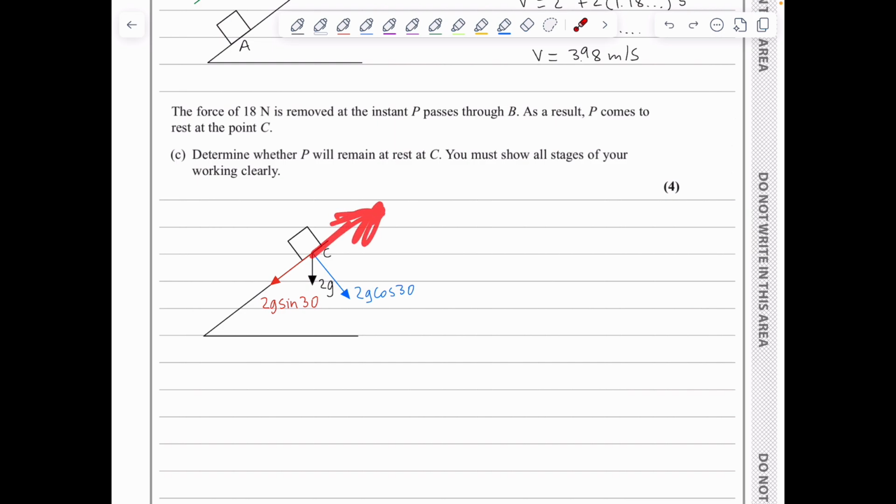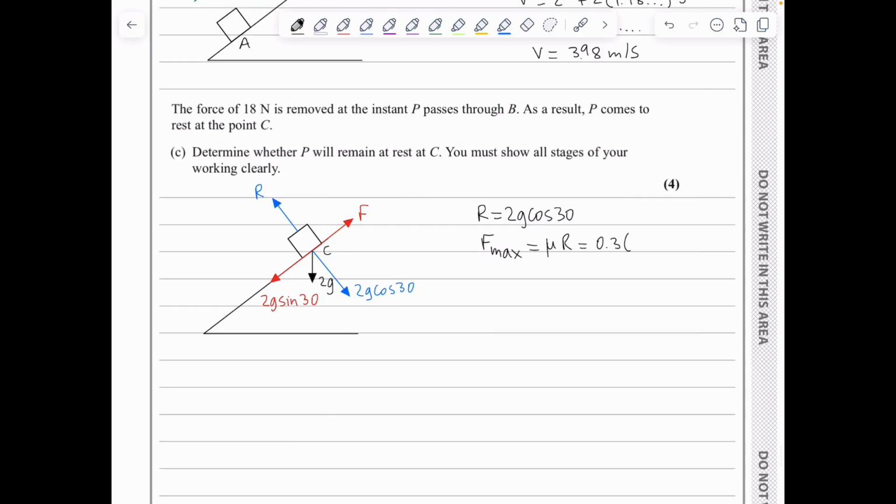So without friction, the parcel would slide down the plane. So the friction is acting up the plane. And then we've got the reaction R. I will start by equating the forces acting perpendicular to the plane. So R is equal to 2g cos 30. Now I don't know whether P, the parcel, will remain at rest or whether it will start accelerating down. So what I will do, I will find the maximum frictional force, F max, which is equal to mu R. This is equal to 0.3 times 2g cos 30, which is equal to 5.09.